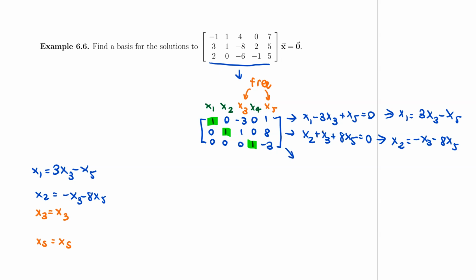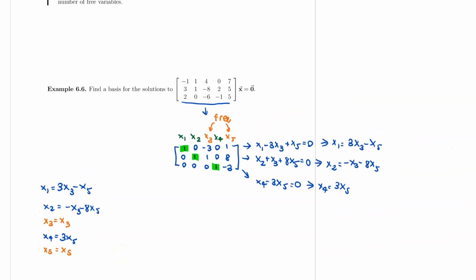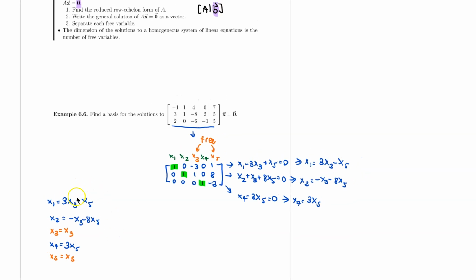And from the last equation, I will have that x4 minus 3x5 equal to 0. In other words, my x4 is going to be just 3x5. So what I'm going to do next is, I'm going to rewrite this general solution as a vector and then separate each of the free variables that I have.